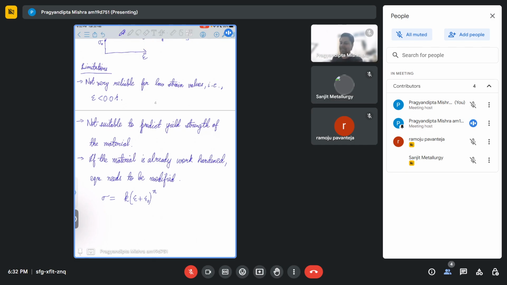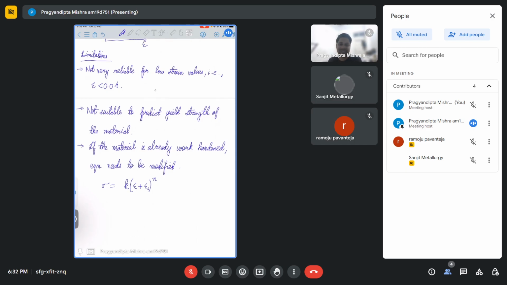So these are the major limitations of power law, but even with these limitations, this is one of the best equations to use for any application purposes that we have been looking at. You can use this for measuring your flow stress and all the concepts around flow stress very easily.